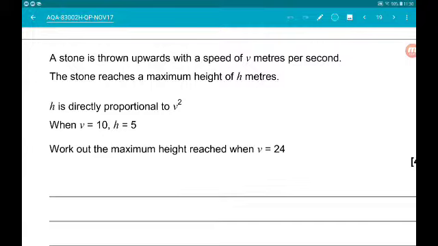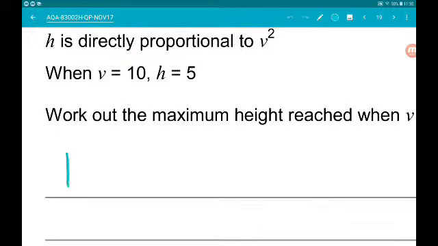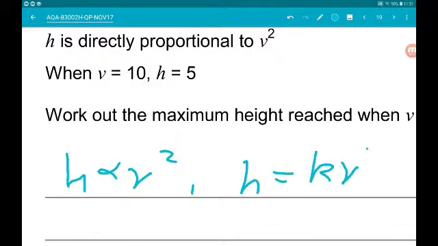Okay, question 20, we have proportion, so I'll put my playlist down below. So a stone is thrown upwards with a velocity of v meters per second. The stone reaches a maximum height of h meters. H is directly proportional to v squared. So straight away, I'm going to write down h is proportional to v squared, and the formula then would be h is k v squared.